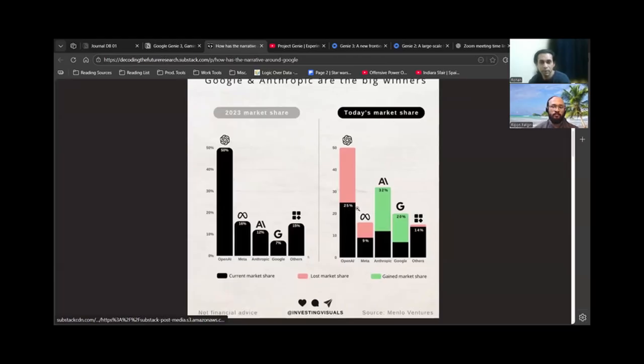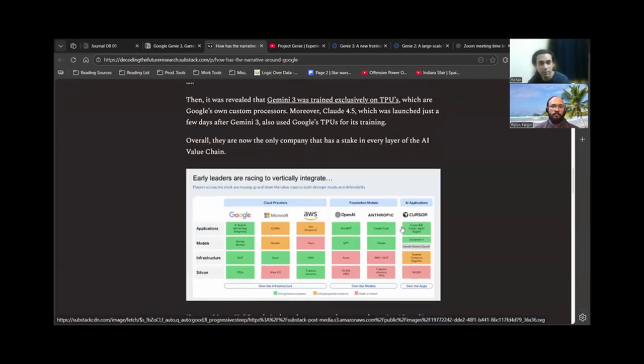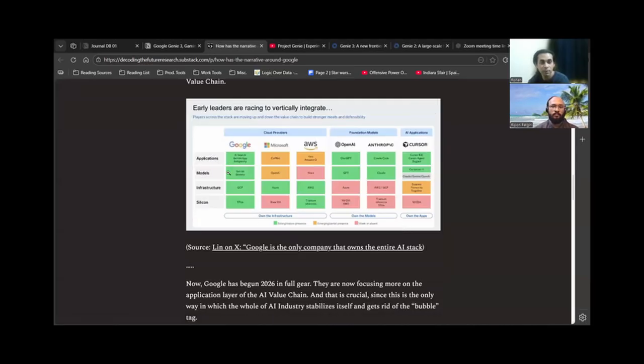But anyway, ChatGPT's market share has gone down a lot, and Gemini's has increased quite a bit. That's one thing. The other thing that I mentioned here, and it's the most interesting thing about Google, is that back in November 2025, when Gemini 3 was released, they said that most, or probably all, of the training was done on Google's own TPUs. So they did not use NVIDIA's hardware, which means they also have the hardware. And I think Claude's latest model, I don't remember the exact name, but whatever the latest model launched in late November 2025, was also mostly trained on Google's TPUs.